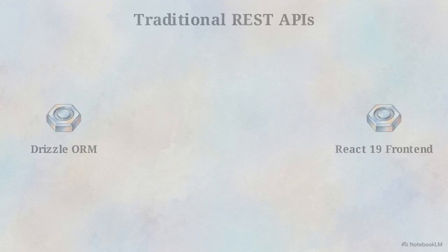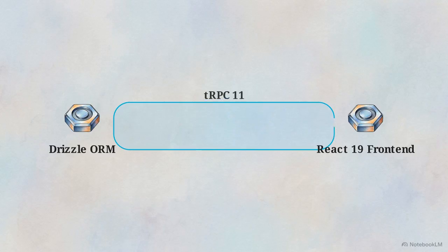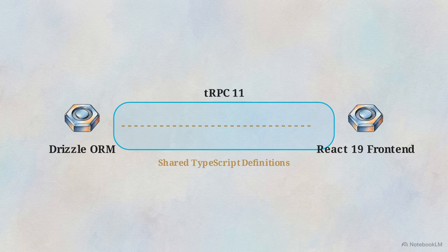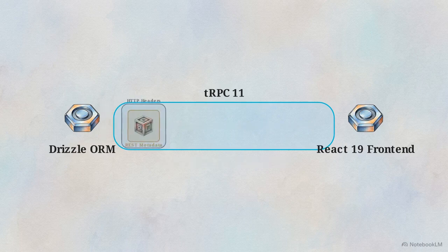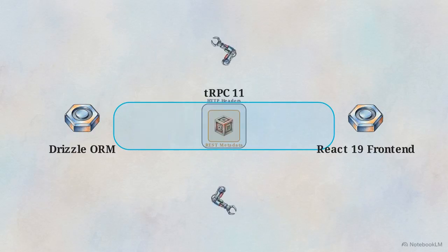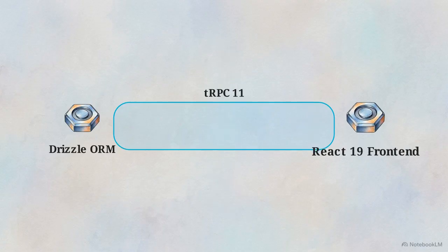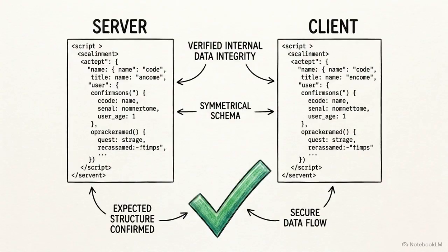This diagram shows our rejection of traditional REST APIs. We route typed data through tRPC 11, creating a direct transport layer to the React 19 frontend. This guarantees end-to-end type safety. Client and server share exact structural expectations, natively preventing data mismatch errors. tRPC reduces the payload size by stripping out the metadata and scaffolding that standard REST APIs force through the network. Total data integrity is verified internally, ensuring the structure is optimized before a single byte touches the external network.